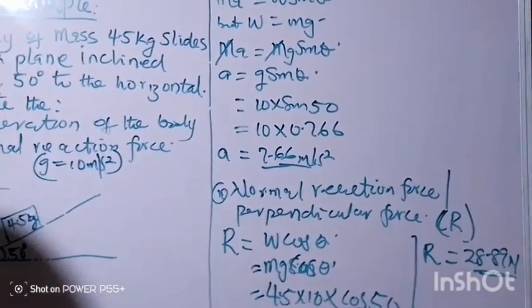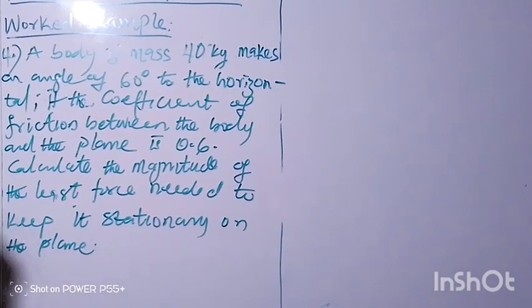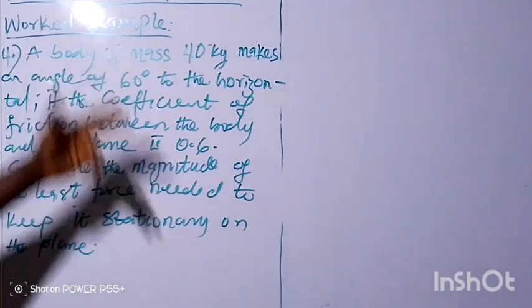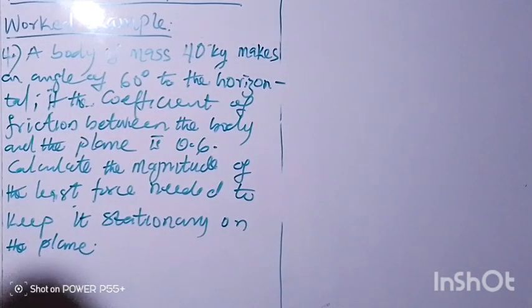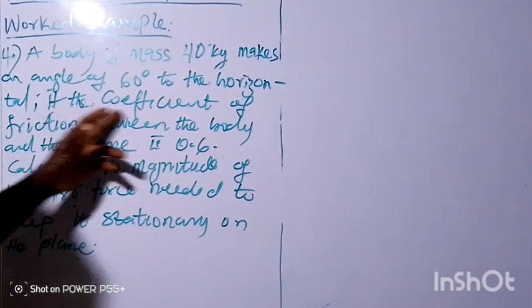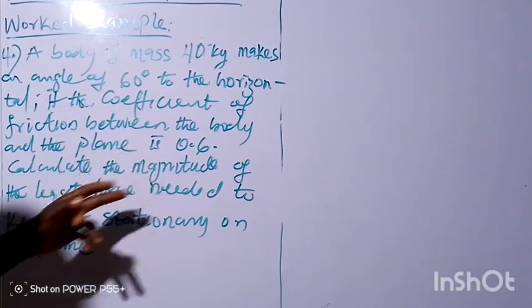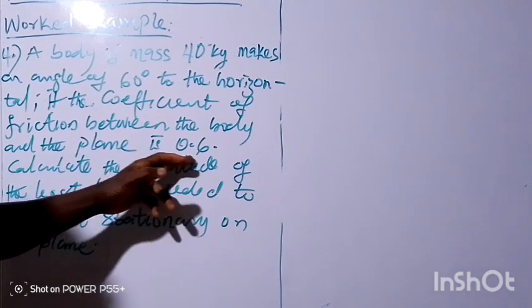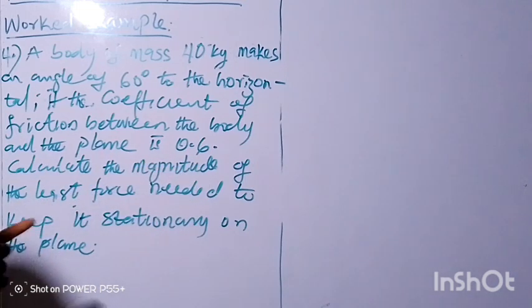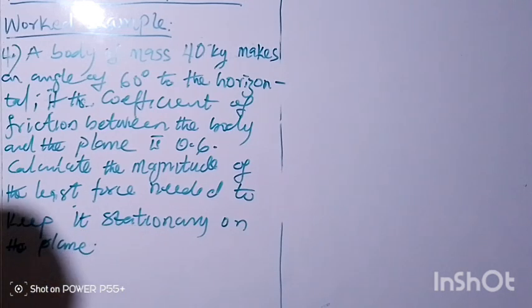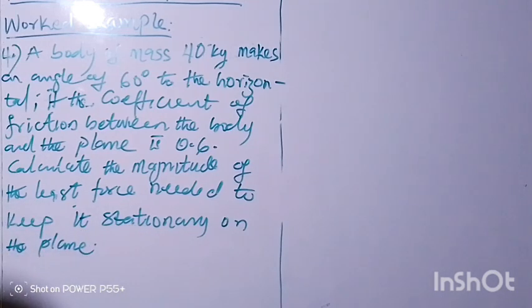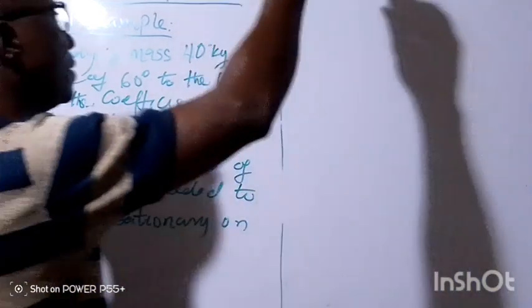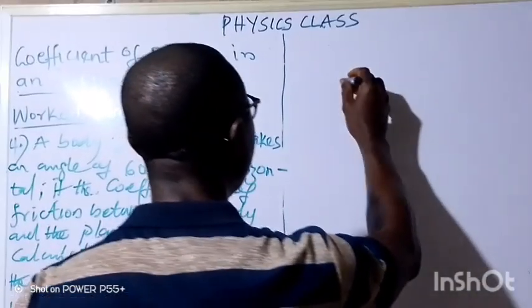Now let's take this one as example 4. A body of mass 40 kg makes an angle of 60 degrees to the horizontal. If the coefficient of friction between the body and the plane is 0.6, calculate the magnitude of the least force needed to keep it stationary on the plane. Now let's put it into a drawing so that we know the direction to follow.